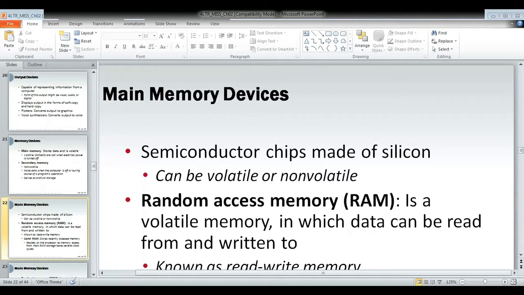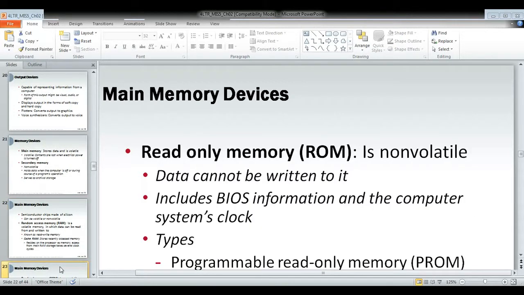Non-volatile memory is called read-only memory, or ROM. There are two types of ROM: programmable read-only memory, which is called PROM, and another one called erasable programmable read-only memory, which is EPROM.